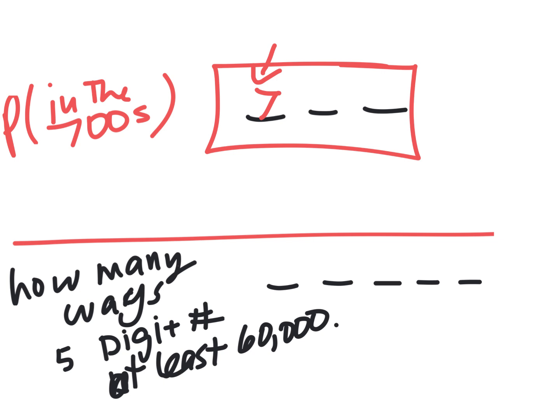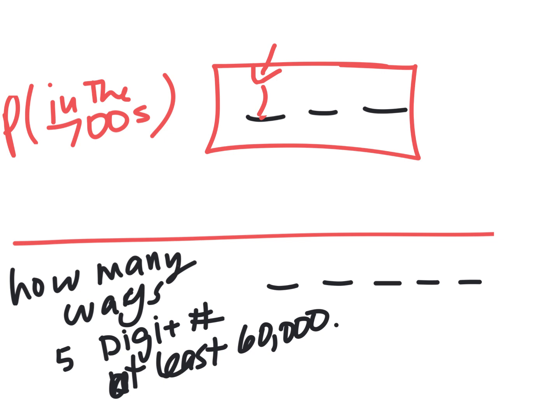Could it be a 7? Do I have 7 choices? How many choices do I have? Just one. I only have one choice for that, because 8 is not in the 700s. I mean, if I had said at least 700, then you could have 7 or 8 or 9. But I said 700s, all right? There's only one choice of that first digit.